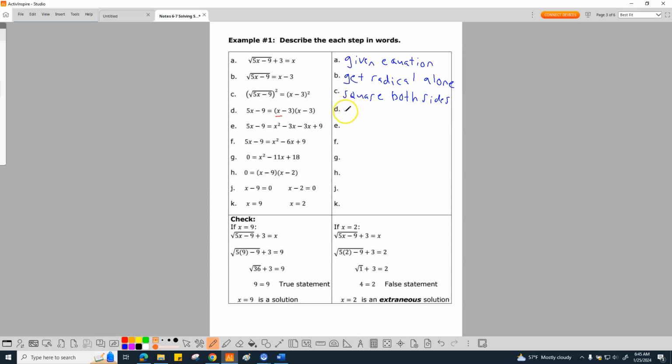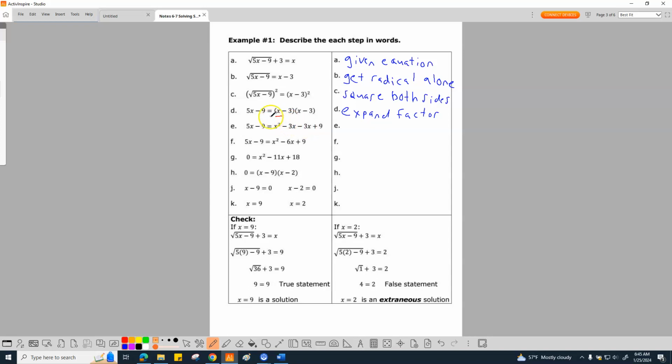Oh, expand factor. That's what it was. Expand the factors. And what does that mean? That just means write the factor twice. So do you see how we had x minus 3 squared? We ended up just writing it twice down here. X minus 3, x minus 3.